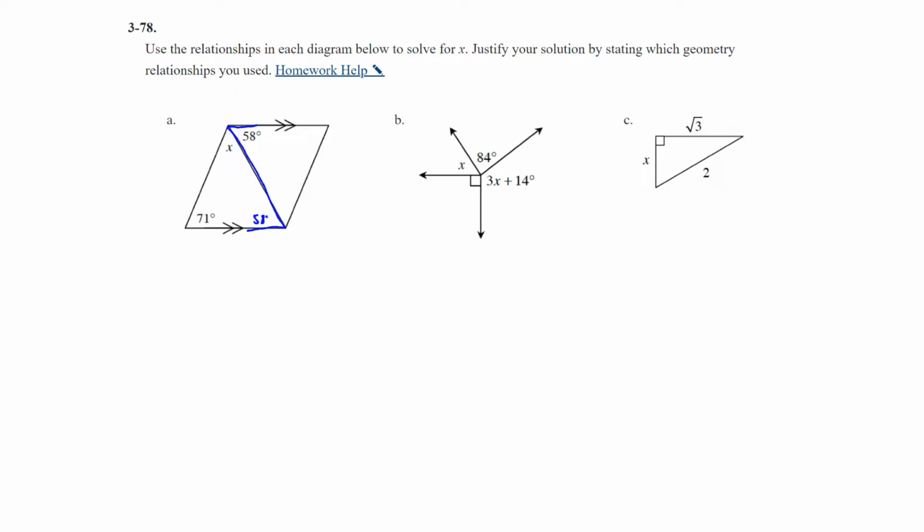And now we can use our triangle angle sum theorem. 71 degrees plus 58 degrees plus x should equal 180 degrees. So we have 129 degrees plus x is equal to 180 degrees. Subtract 129, and that will give us 51 degrees. So we know x is 51 degrees, and we used alternate interior angles and the triangle angle sum theorem.